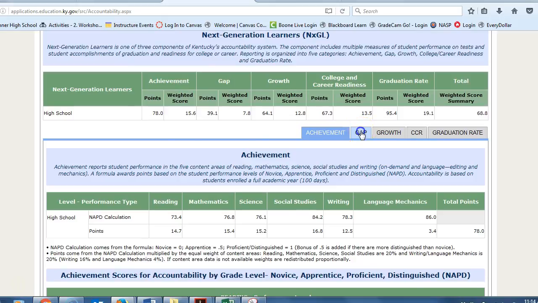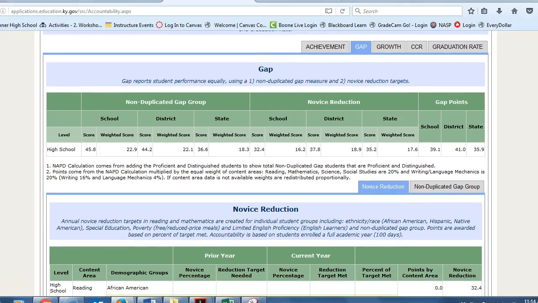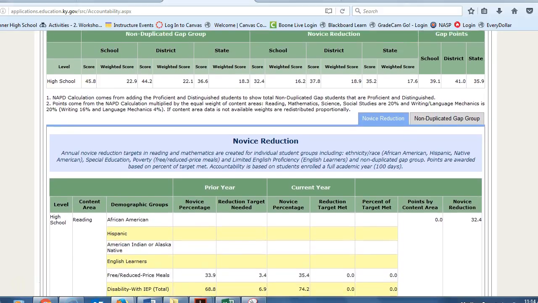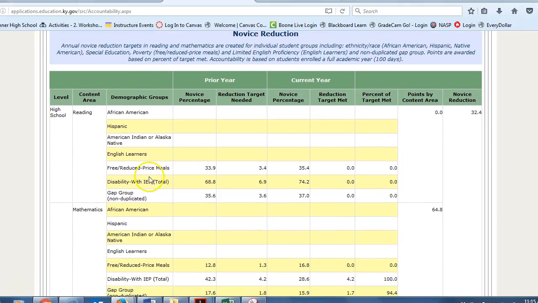The other piece that we're going to be using is gap, and in gap you're divided into two sections: non-duplicated gap group and the novice reduction piece. Novice reduction, if you take a look at that, we have 7 different categories. In our novice reduction, we have African American, Hispanic, American Indian or Alaska Native, English learners, free and reduced, disability, and gap group.